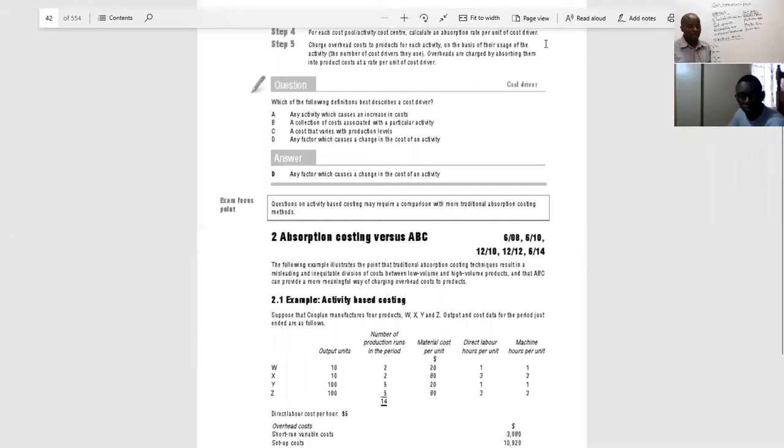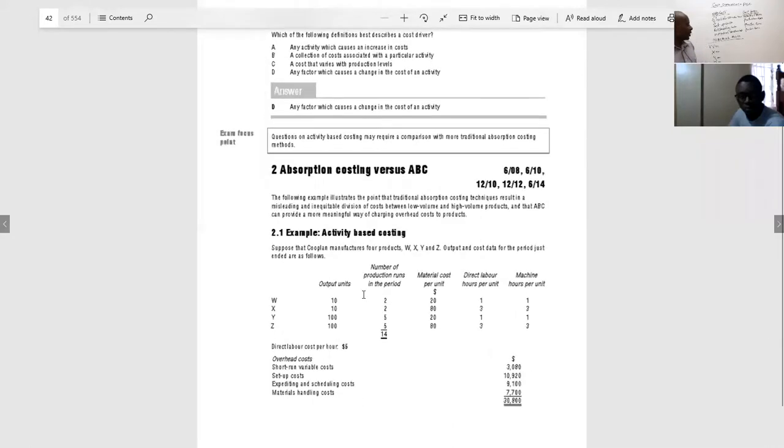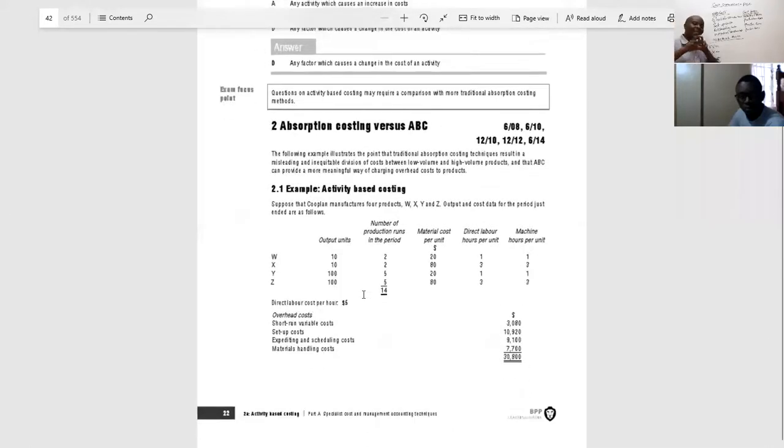So don't forget that under ABC, we are targeting individual overhead items, individual with many factors. So you can see we have got many factors. Two of them, machine hours and production runs.